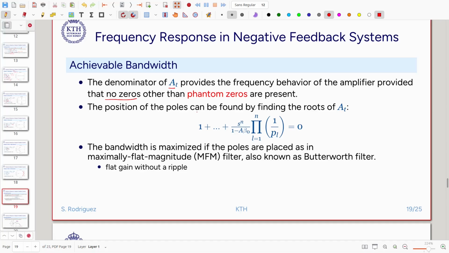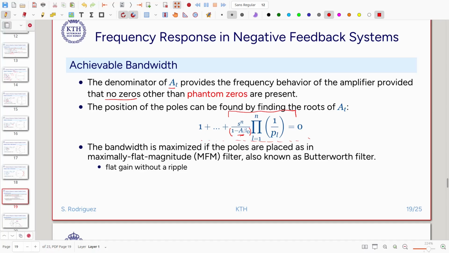So we will find the position of the poles by calculating the roots, and when we write this polynomial, we will have some kind of equation that looks like this. Very interesting is the last term. The last term is very important for us. In the last term, there is a product of the poles, multiplied by the loop gain of the system. So these factors are very, very important. The product of the poles and the loop gain become very important, because this last factor is the one that dominates the bandwidth.